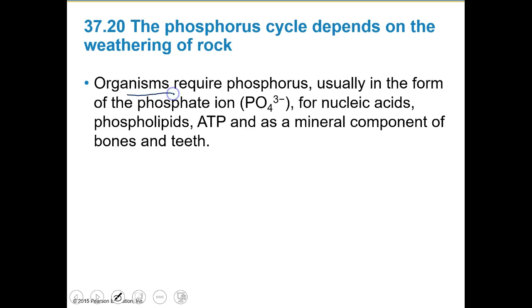So organisms require phosphorus, usually in the form of phosphate ion, PO4 3-. No, I'm just kidding, PO4 and it's 3 minus. For nucleic acids, phospholipids, ATP, and the mineral component of bones and teeth. So we need phosphate.